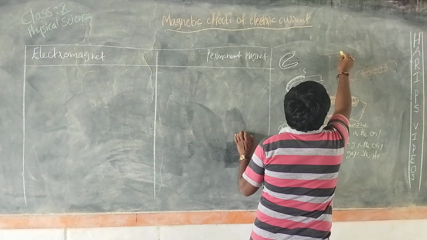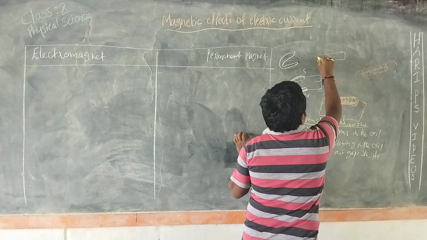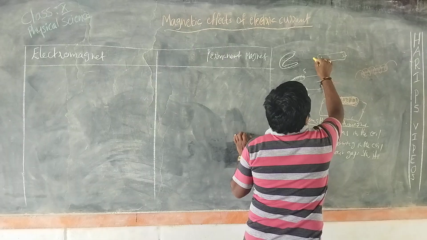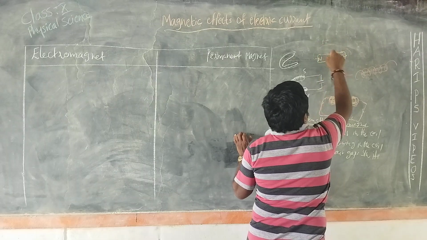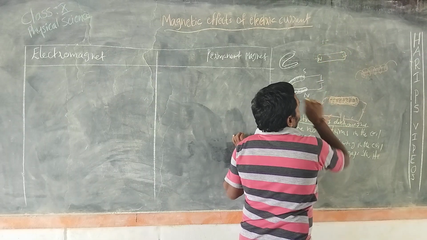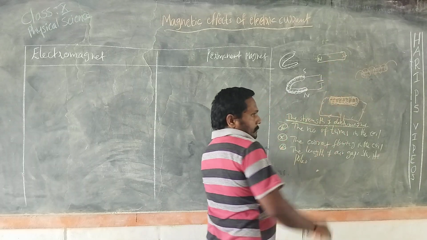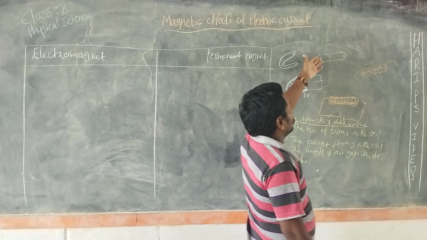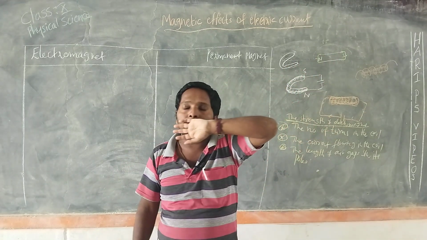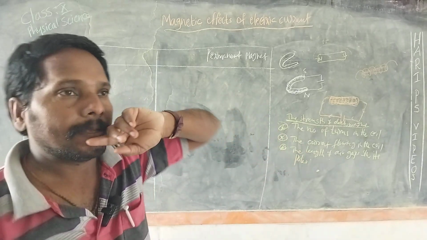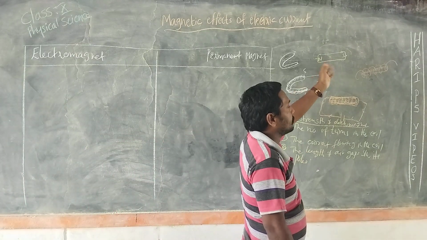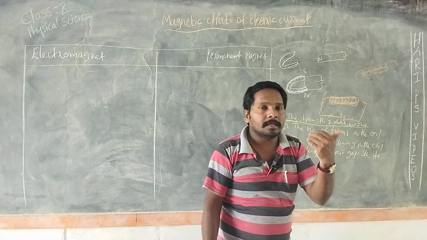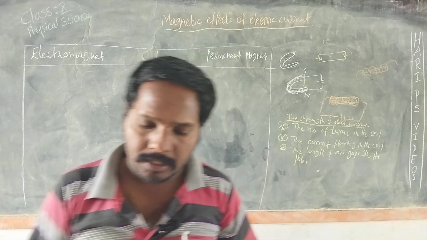In case of a bar, between the north and south poles, the air space is more. So if the electromagnet is like a bar magnet, then the strength of the magnetic field of the electromagnet is less because of the air gaps. So if the length between the two poles is small, then the strength of the electromagnet is more.